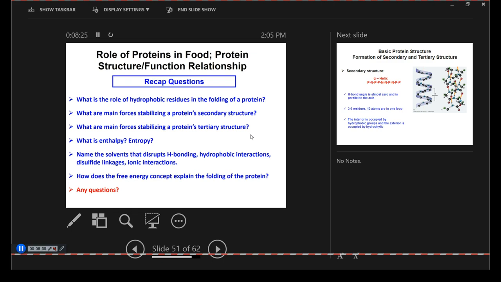Second, if you have proline. The proline doesn't have any flexibility because the R group is actually linked covalently to the amine group, so the bond no longer has any flexibility. That's why we call proline a secondary structure breaker. So the larger R groups will generate larger steric hindrance, preventing the folding of the protein.